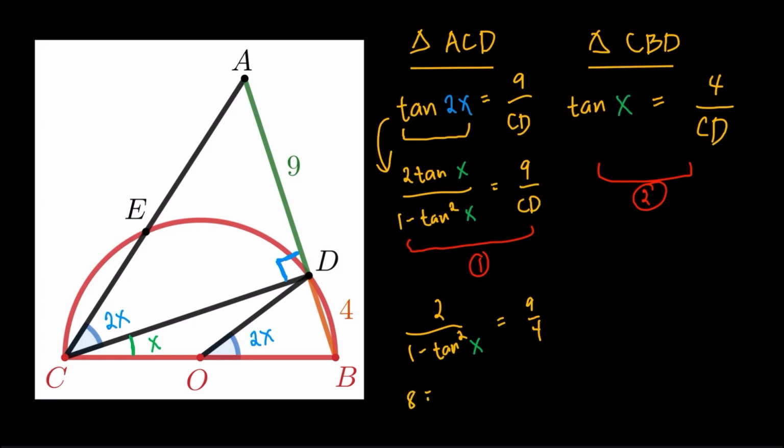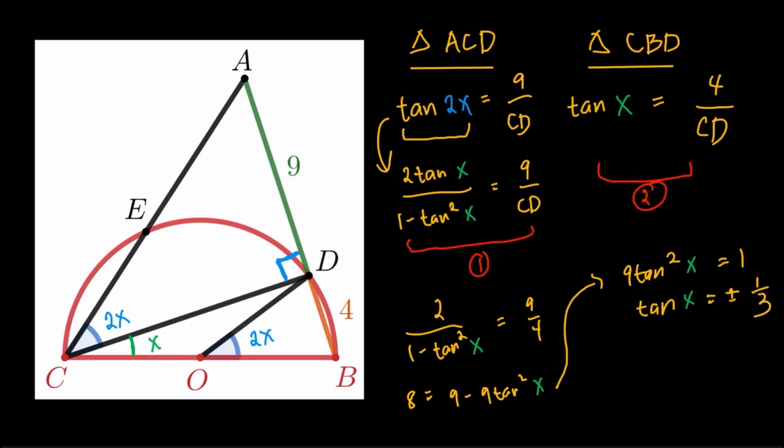I'll get 8 is equal to 9 minus 9 tangent squared x. Moving on from here, I'll get that 9 tangent squared x is equal to 1. So tangent squared of x is 1/9. So tangent x would have to be plus or minus 1/3.